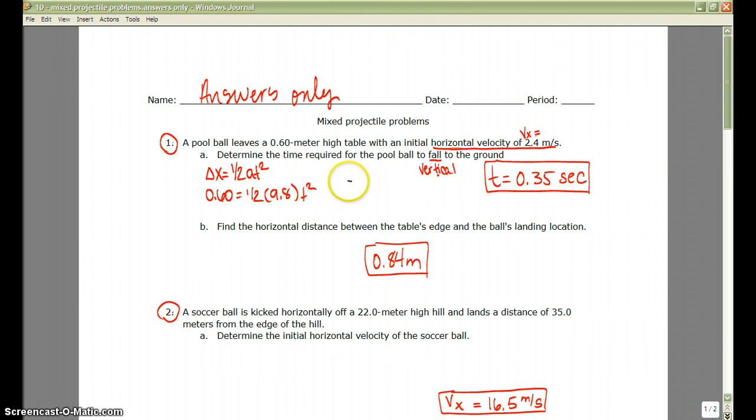If we set up this equation, we're going to move the 9.8 and the 1/2 over to the other side. So we get 0.6 divided by 4.9 equals t squared. We take the square root of that number and come up with the time of 0.35 seconds. Just to reiterate, it's the vertical distance. We want to know just the vertical, how long is it going to take to fall? This piece of information, the velocity in the x, was not needed to do part A. We need it to do part B now.